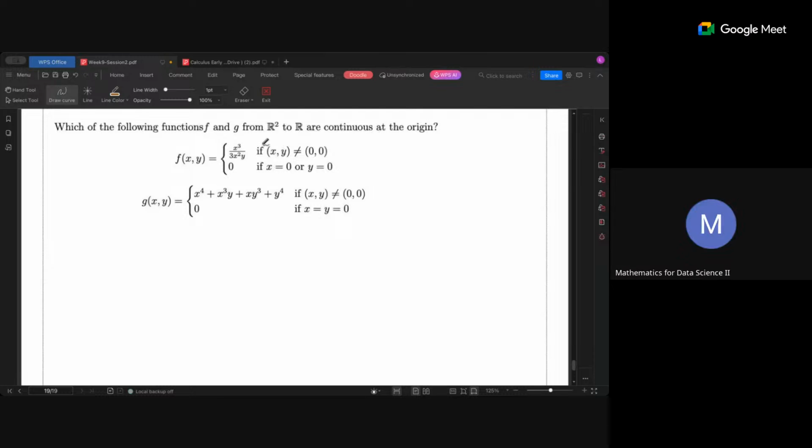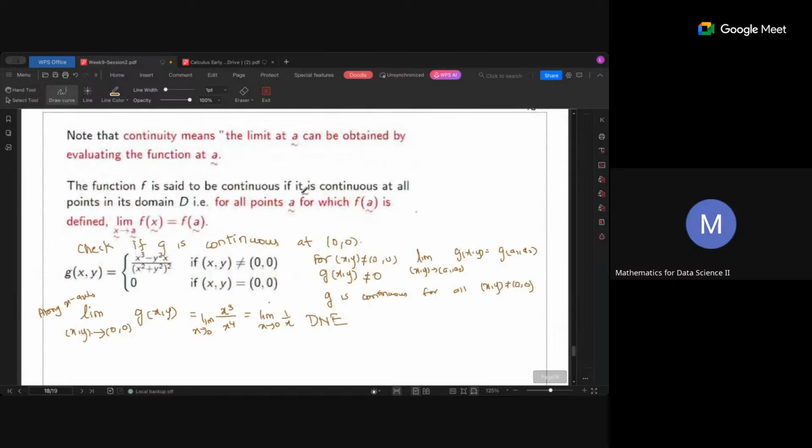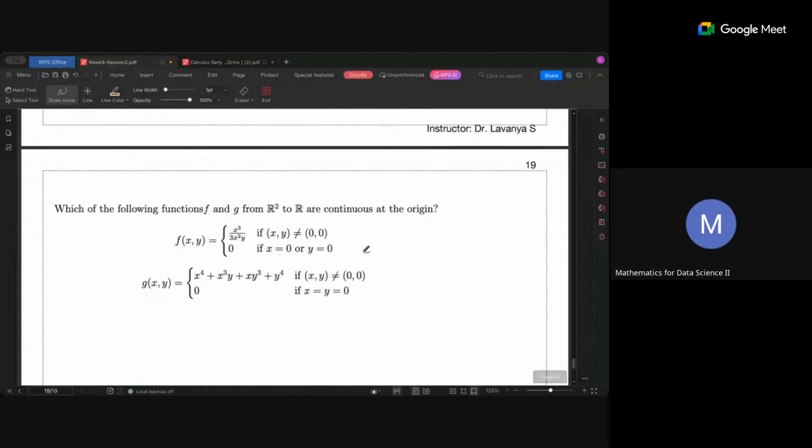See, this is just a note. You don't have to check this every time for checking at (0, 0). So at (0, 0), how do we calculate whether the limit exists or not? We take one of the curves now. Yeah, so which curve shall we try?